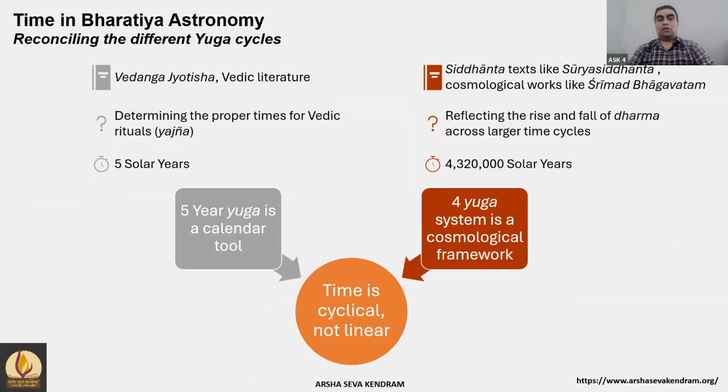We also saw the difference, the need for the 2 different yuga cycles. The 5-year yuga is more like a calendar, a practical tool, whereas the 4 yuga system is a cosmological framework to show the rise and fall of dharma across the larger time cycles. And it's oriented more towards the cyclical nature of the cosmos itself, right?